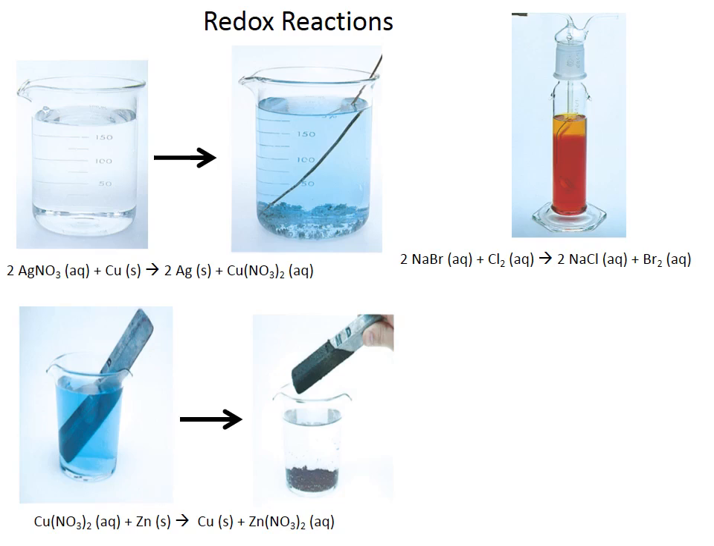Zinc ion is colorless. So here we have solid zinc and copper 2 ion, and on the right hand side we form zinc ion, which is colorless, and we have solid copper at the bottom.